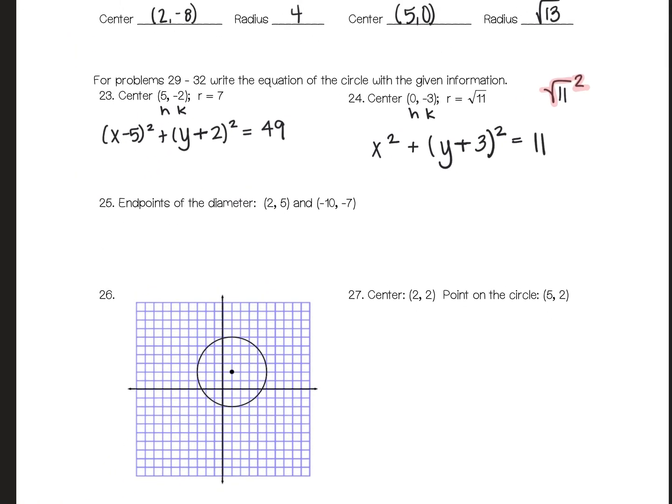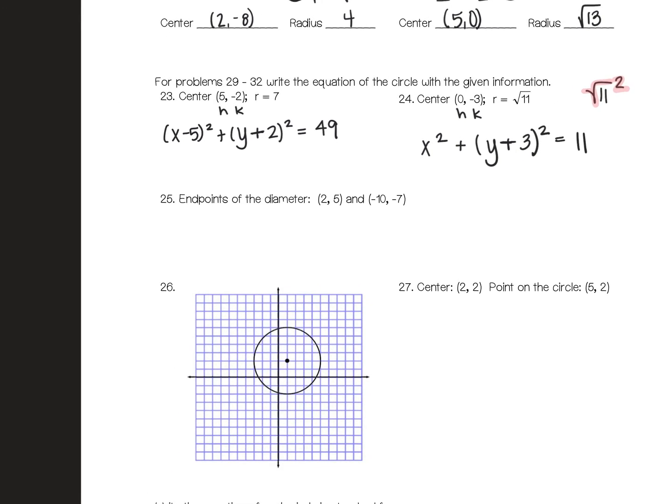Down here, this is something we didn't necessarily talk about, but I will go over it here. This time it's giving you the endpoints of your diameter. So here's truly what you have. You have a point over here, maybe that's 2, 5, and then a point over here that's -10, -7. In order to write the equation, we need two things. We need the center, which we don't have, so I'm going to start with that.